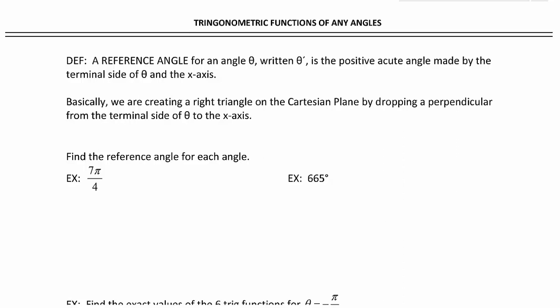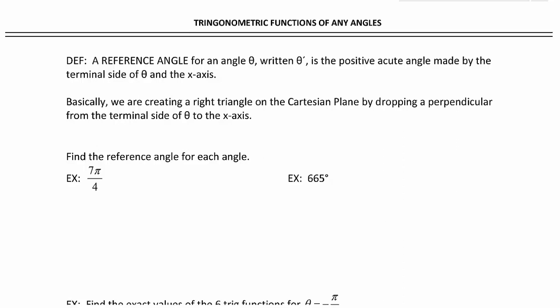This video discusses trigonometric functions of any angles. A reference angle for an angle theta, written theta prime, is the positive acute angle made by the terminal side of theta and the x-axis. I don't tend to use that prime notation. I know that some textbooks do, so I like to talk about it, but I usually don't.